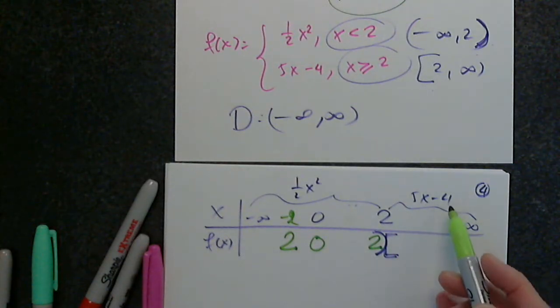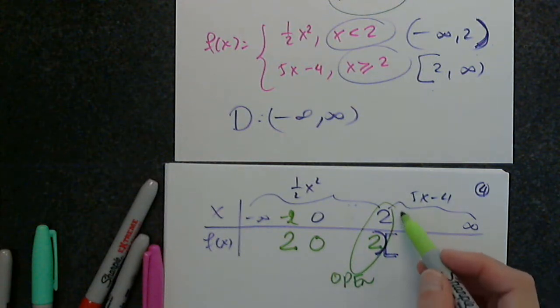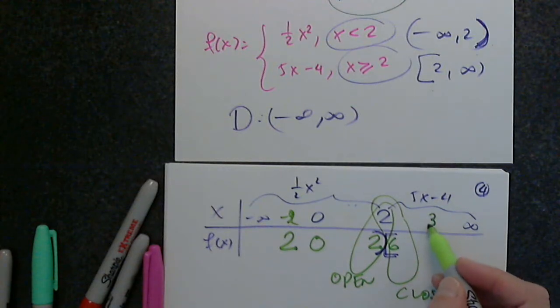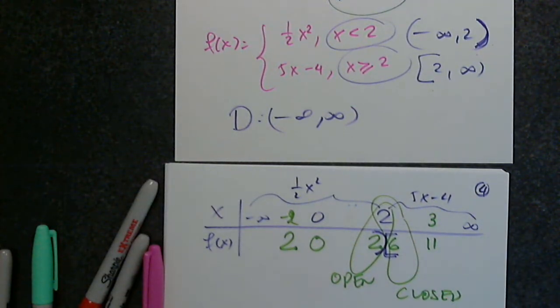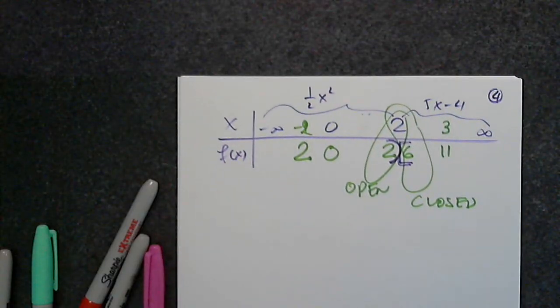I plug in 2 in the left, so obviously this will be an open point because of the parenthesis. And this will be a closed point because it's a bracket. So 10 minus 4, which is 6. And then for 3, 15 minus 4, which is 11. Any questions?